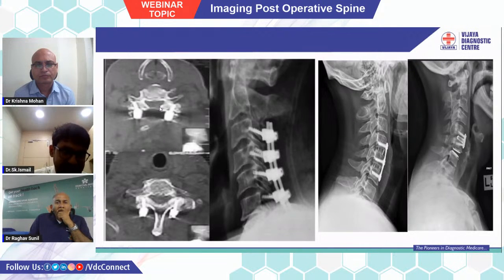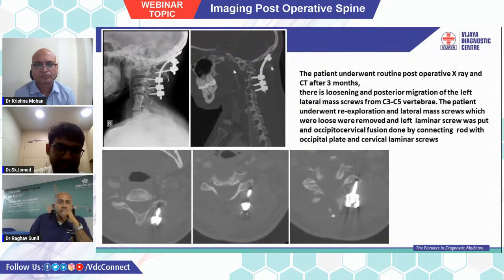And this CT shows a normal lateral mass screw which is directed superiorly, anteriorly, and laterally. So this patient came for a routine follow-up 3 months after surgery. X-ray showed complete loosening and posterior migration of the C2 lateral mass screw, and the C3 to C5 lateral mass screws are loose, with partial posterior migration of the lateral mass screw. And the surgeon was informed accordingly.